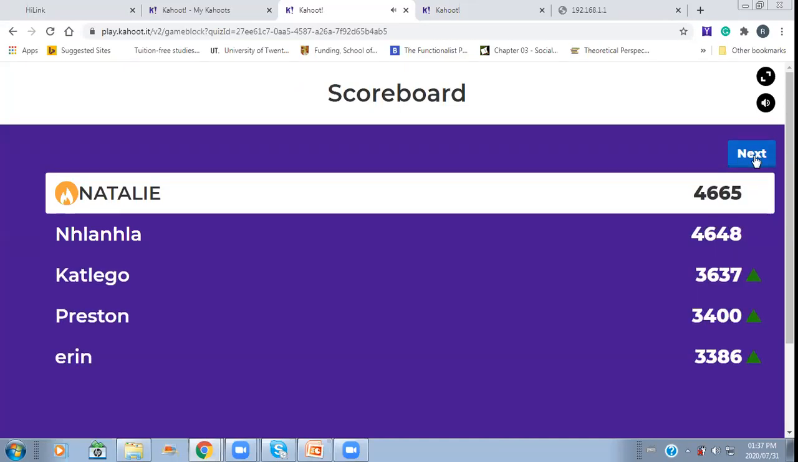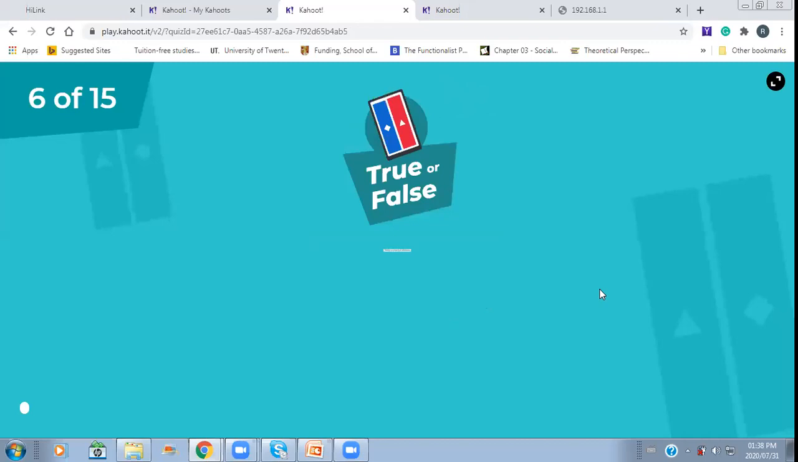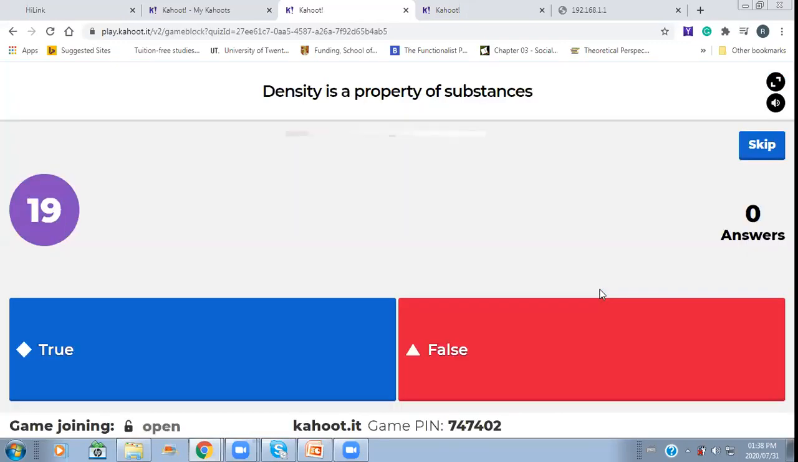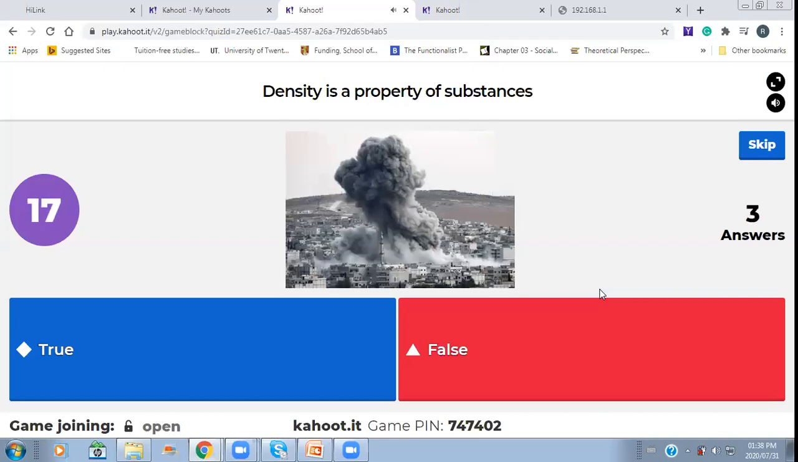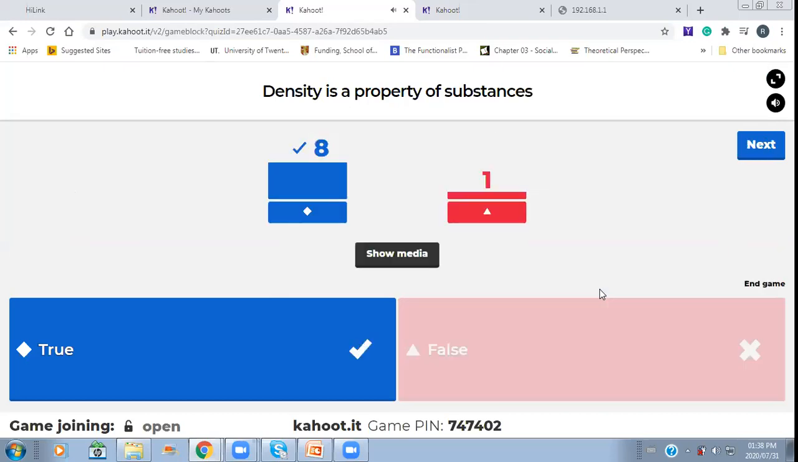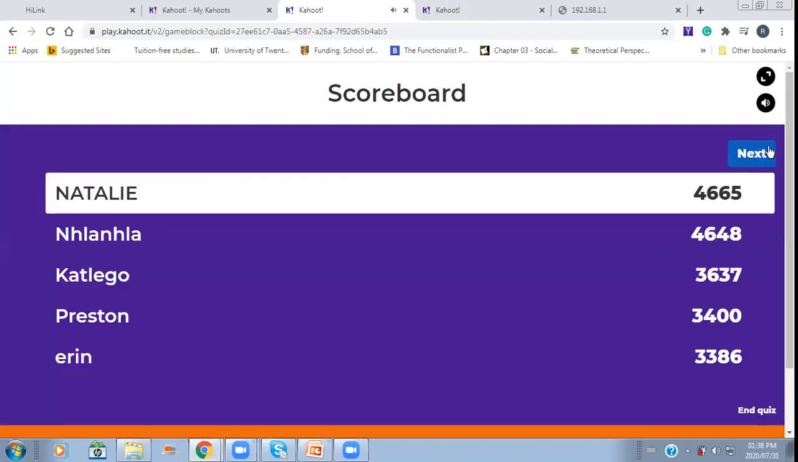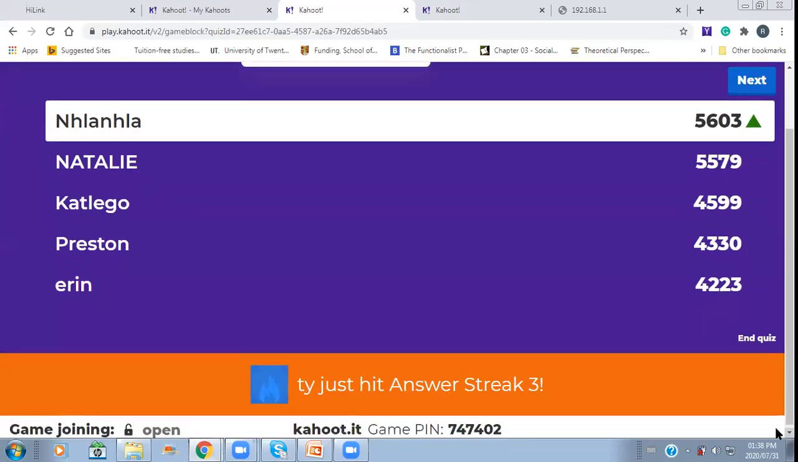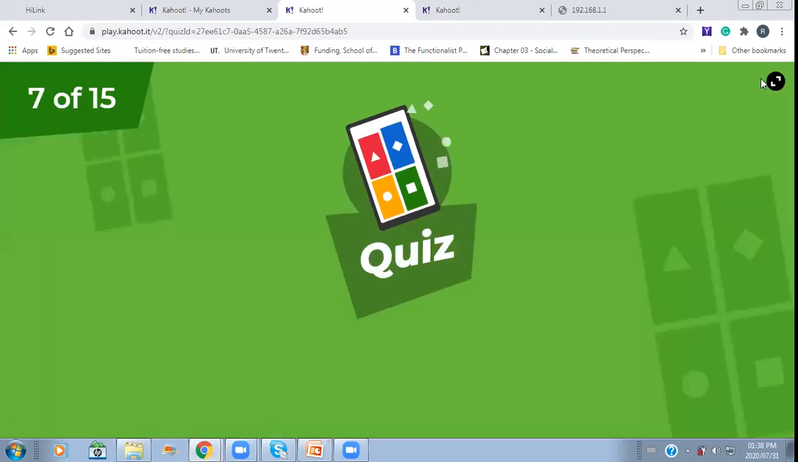Somebody also wants to overtake Natalia, who is still on top of the scoreboard. Density is a property of a substance. True or false? True. All of you got it before time. That's good. Let's go on. Atlanta has come back to the place. TY just hit an answer streak of 3, meaning somebody just answered 3 questions right in a row.